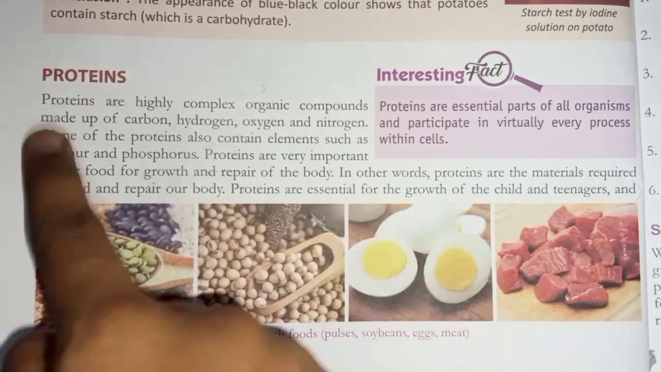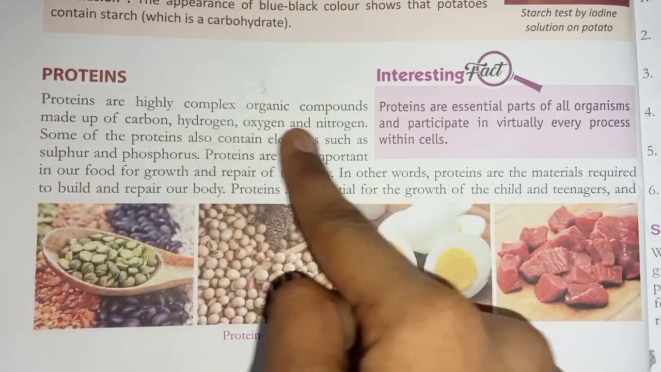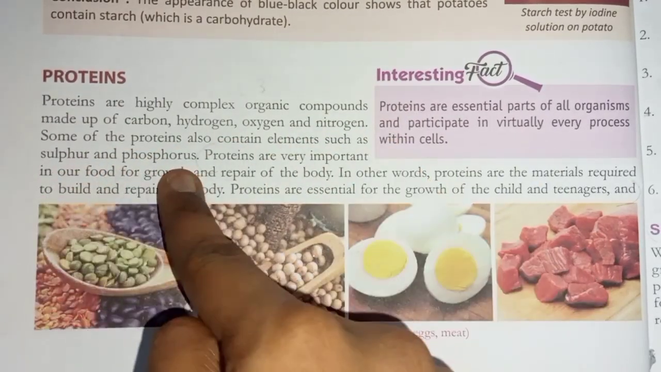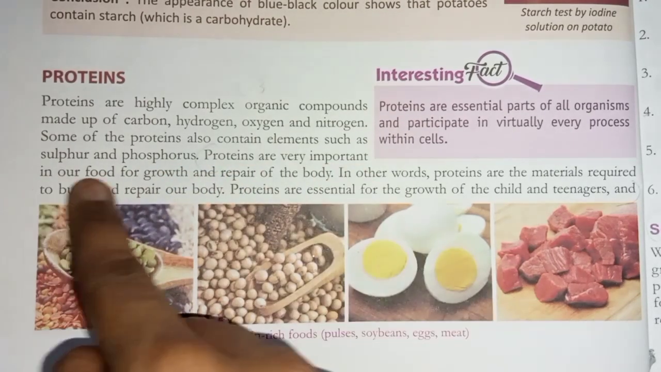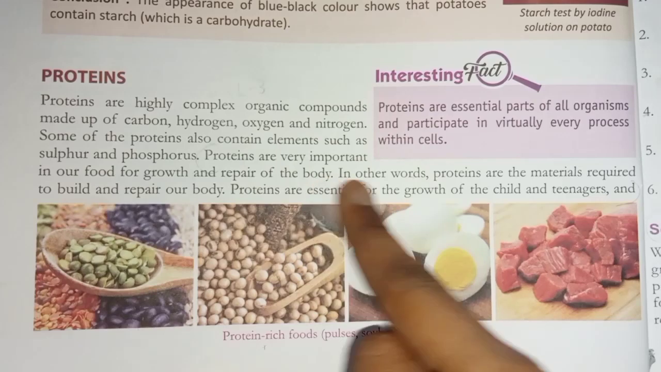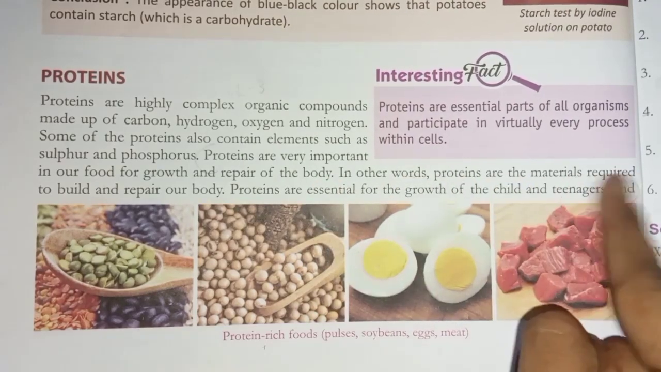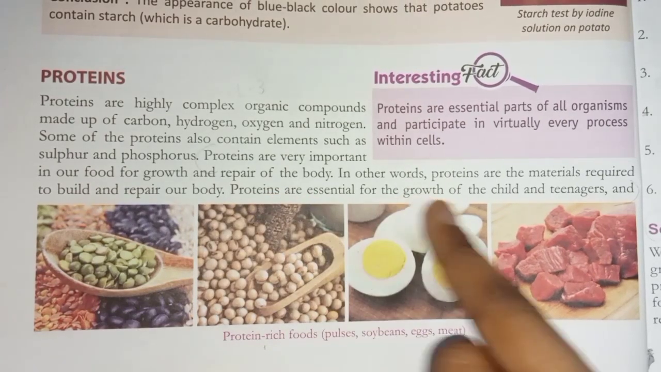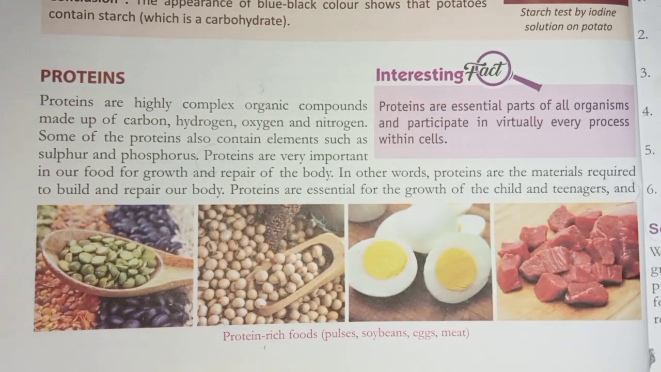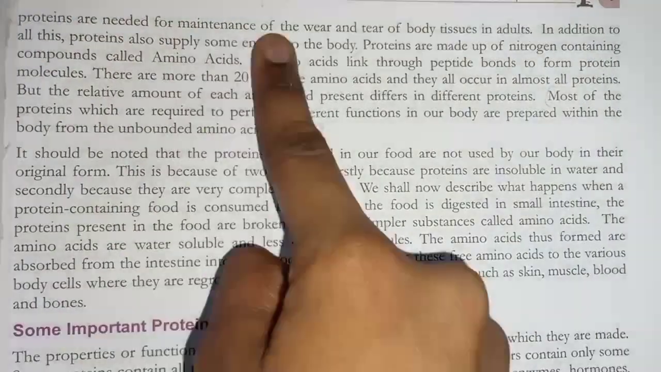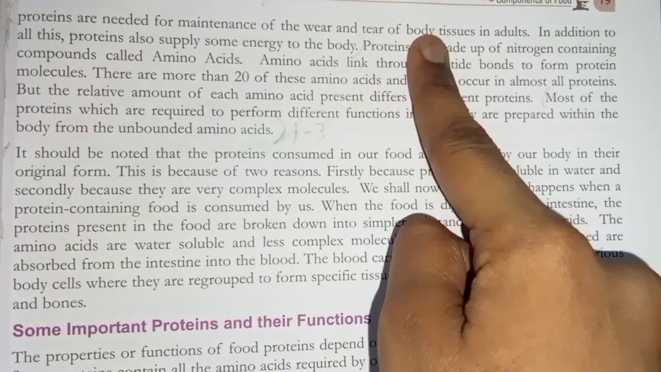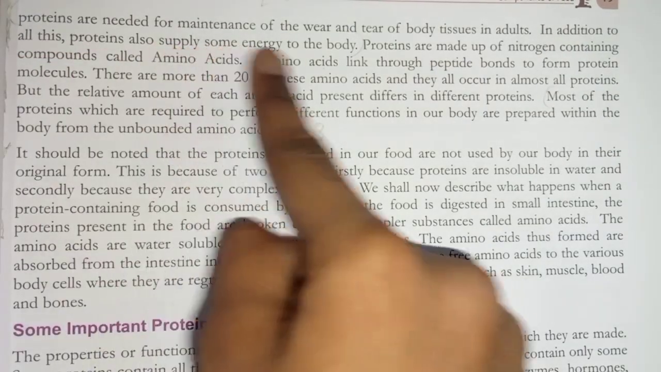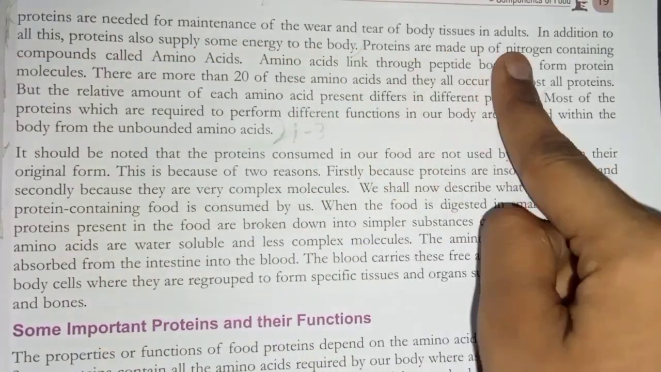Proteins are highly complex organic compounds made up of carbon, hydrogen, oxygen and nitrogen. Some of the proteins also contain elements such as sulfur and phosphorus. Proteins are very important in our food for growth and repair of the body. In other words, proteins are the material required to build and repair our body. Proteins are essential for the growth of children and teenagers, and proteins are needed for maintenance of the wear and tear of body tissues in adults. In addition to all this, protein also supplies some energy to the body.